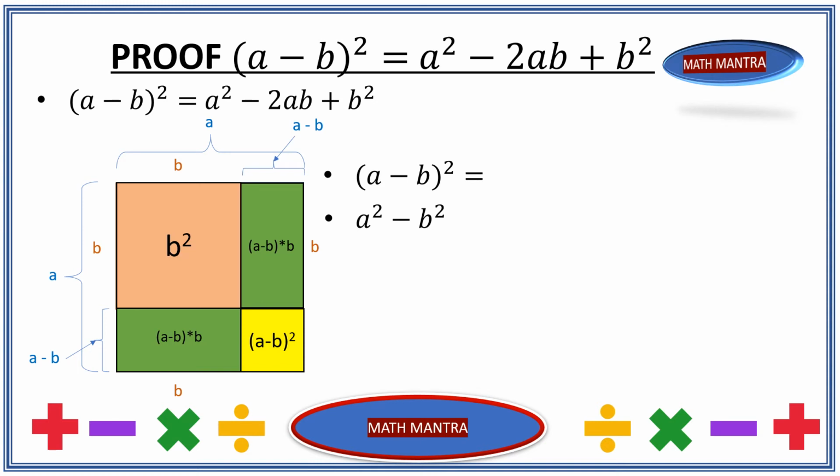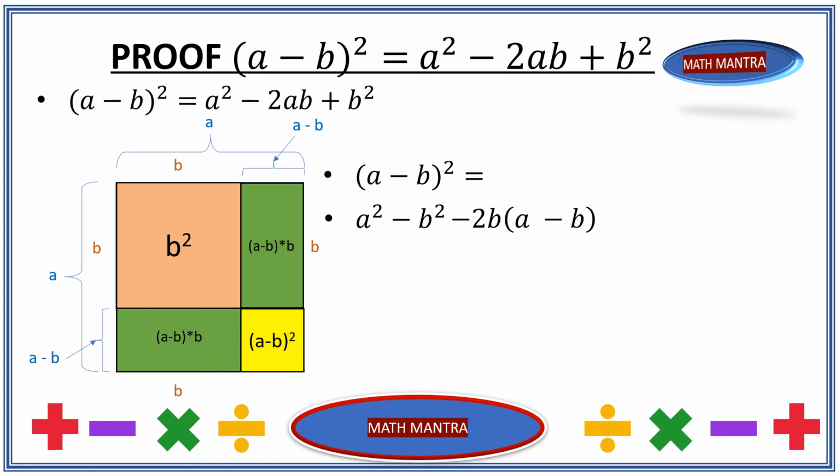So the entire equation will now become a square minus b square minus (a minus b) times b minus (a minus b) times b, right? Now the two rectangles we can merge, simplifying it to a square minus b square minus 2 times b times (a minus b), right? So now let's expand that.